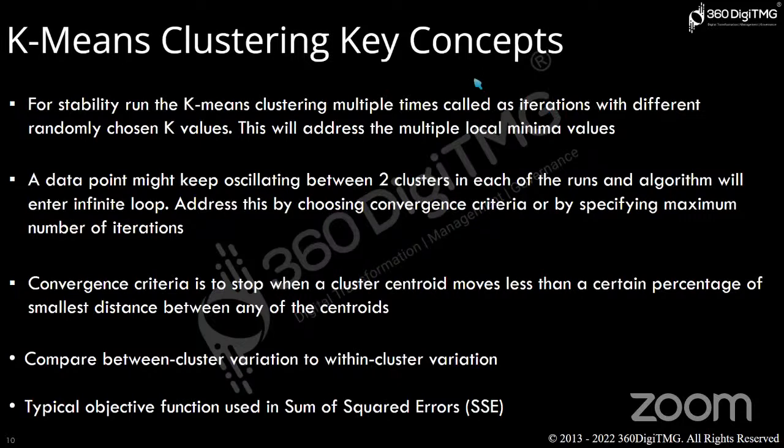Now let us learn some of the key concepts which we should remember while doing k-means clustering. First of all, for stability, we should run the k-means clustering multiple times. Each of these runs is known as an iteration, and all the iterations should be run with a different value of k. So with a different value of k, you should run the k-means clustering multiple times. This will solve two problems. One is initialization, and the second is the local minima problem.